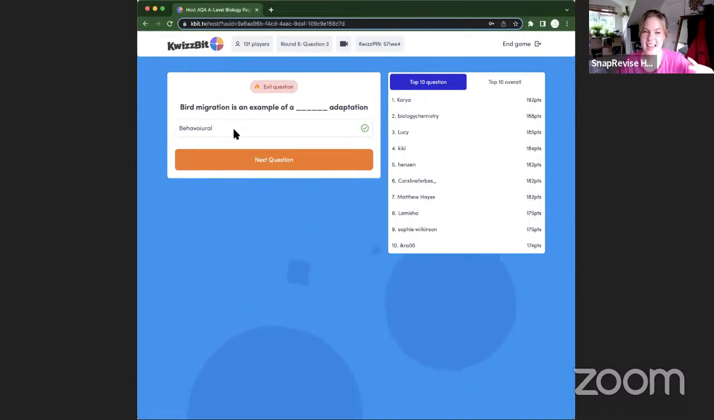But anyway, it's a behavioural adaptation. So this is an innate behaviour. We don't know the exact reason why, but birds move to places that are suitable for their requirements at that time of year, and that's a behaviour that they exhibit, and it's something that has evolved. So it's a behavioural adaptation.